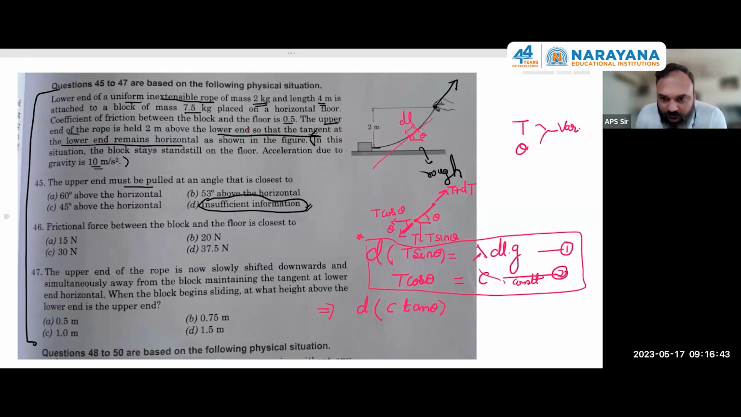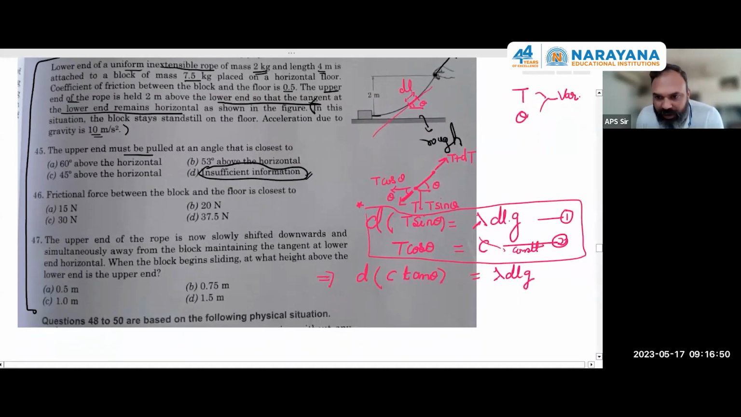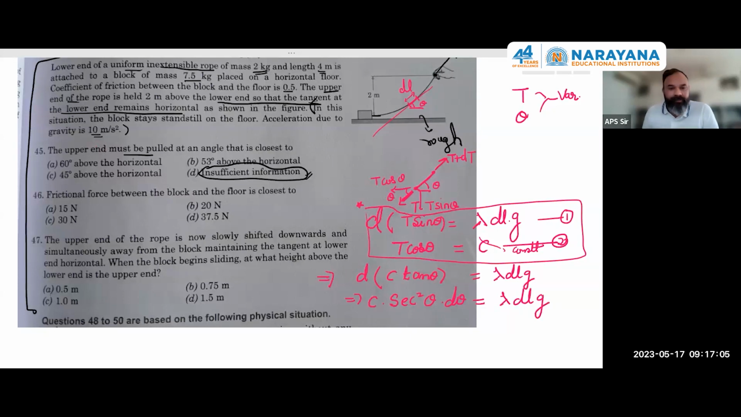So this was C upon cos of C tan. That is lambda dl g. And now I can make it more simple, because that C will come out. So C d tan theta. So C secant square theta d theta will give me lambda dl g. That is right. Now you know that theta here at the bottommost point is 0.